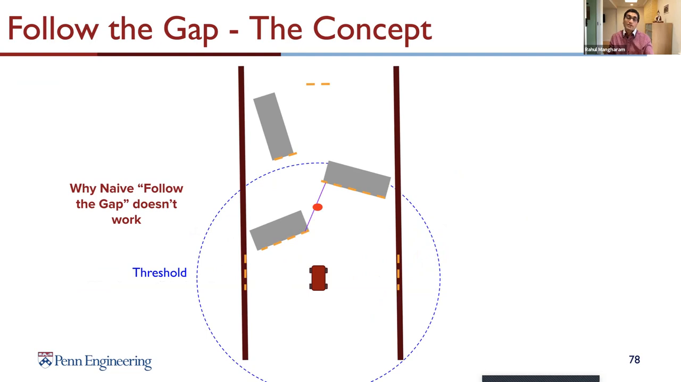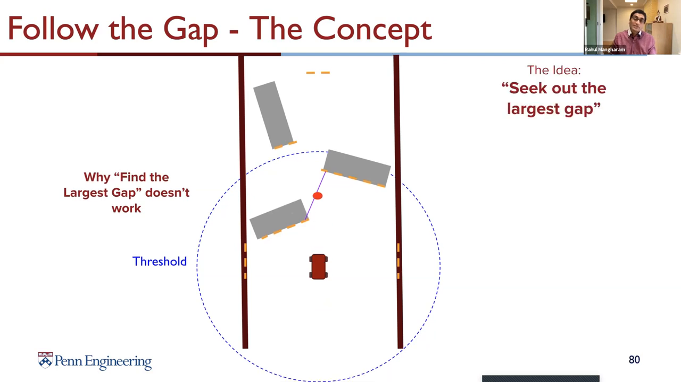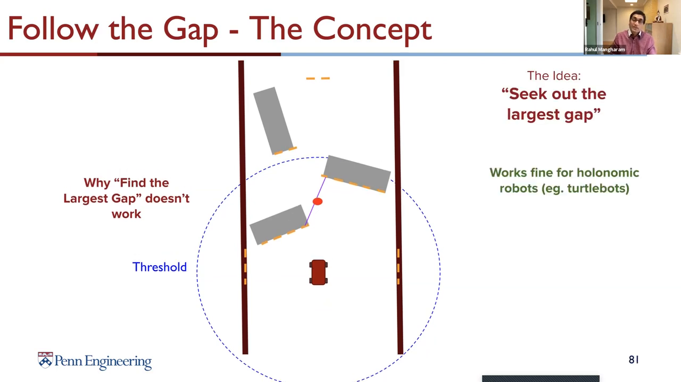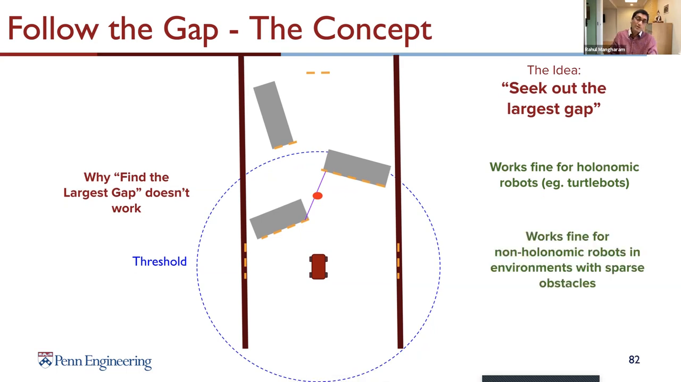But the vehicle is going to hit the corner, the edge of this obstacle right here, because it doesn't take into account the affordances that it has to have. And so just seeking out the largest gap might be fine for holonomic robots that can just move 90 degrees left or right, and they don't have to have a smooth spline movement. And if it's non-holonomic, it's fine as long as the obstacles are very sparse and spread out.